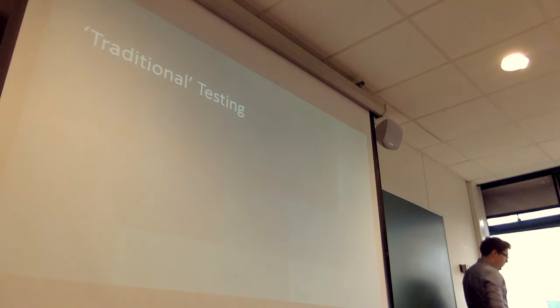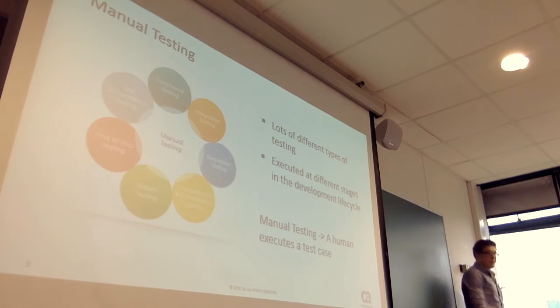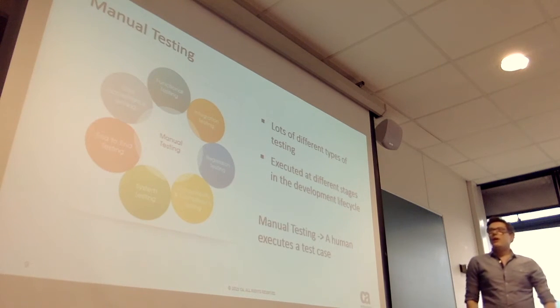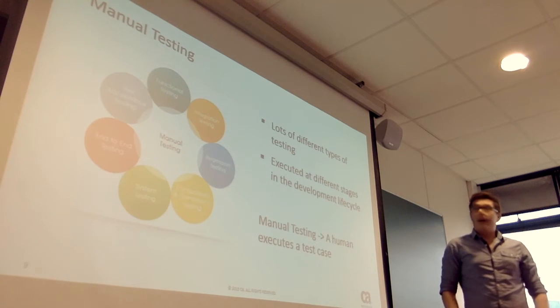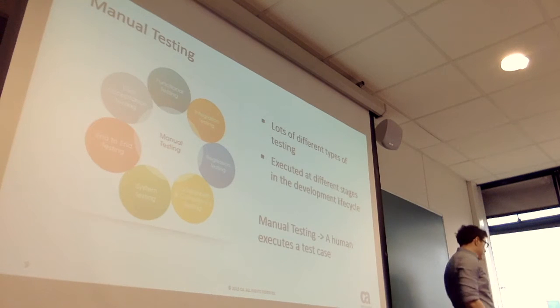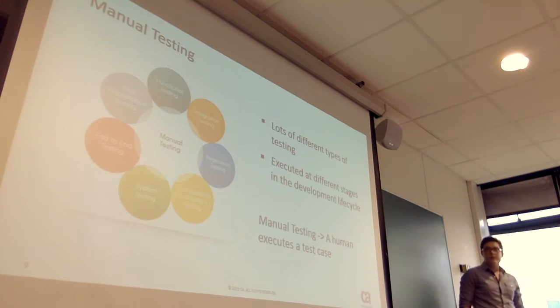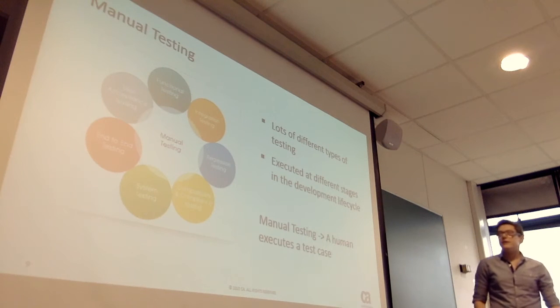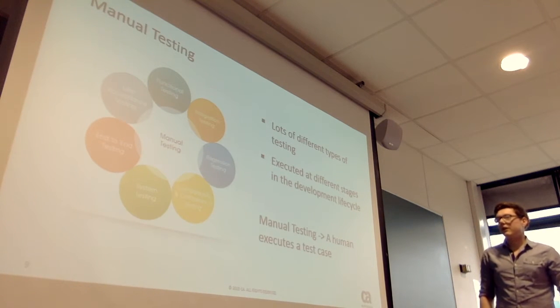Okay, so that was my quick little background and a few definitions I wanted to go through. Now let's go through some traditional testing techniques. There are lots of different types of testing: functional testing, unit testing, user acceptance testing, a whole bunch of stuff going on here. And each of these is executed at different stages in the software development lifecycle.